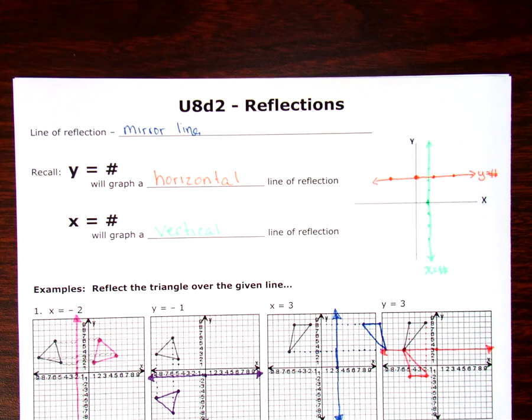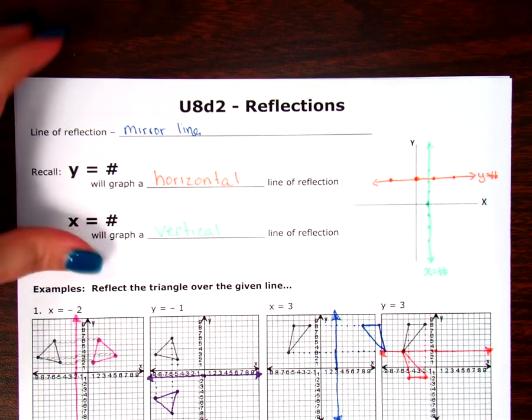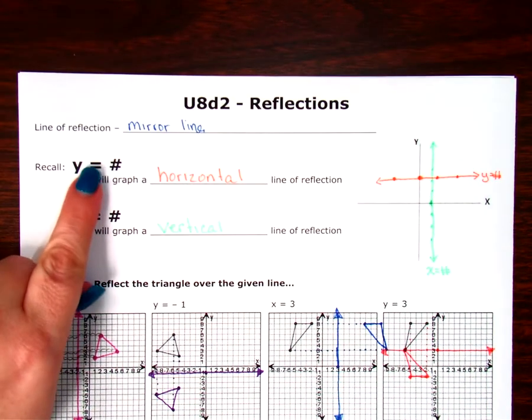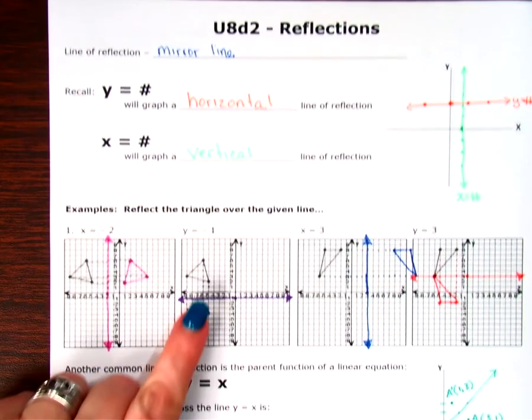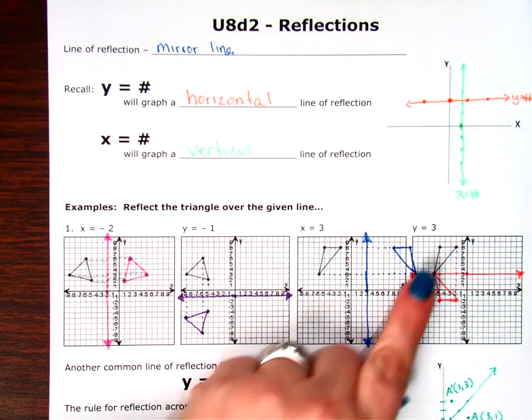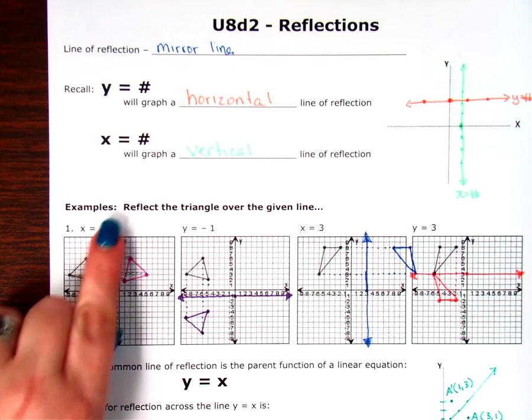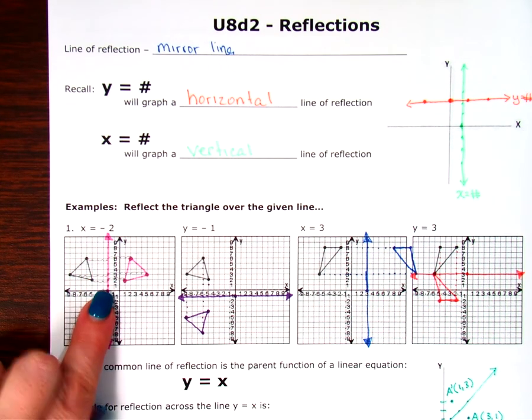Hi, welcome back. In this video, we're going to real quick review. Our line of reflection is our mirror line. If you have y equals a number, you're going to graph a horizontal line. If you have x equals a number, that's going to graph a vertical line of reflection.